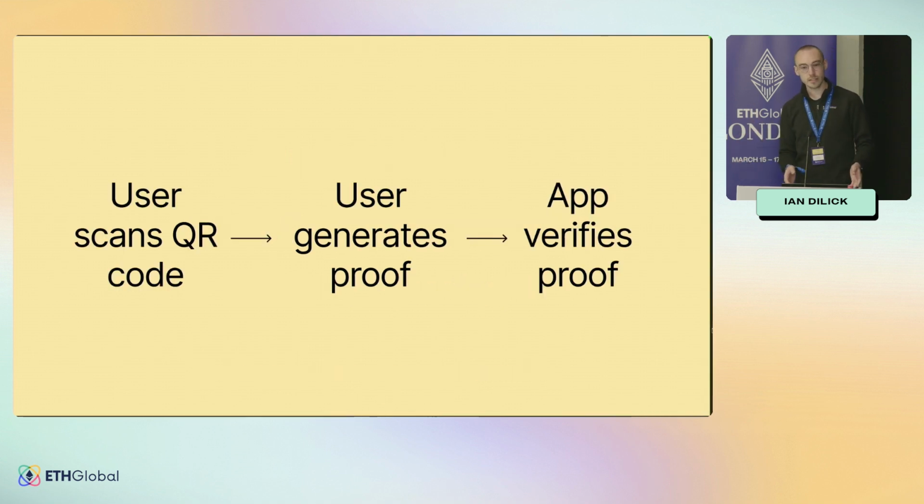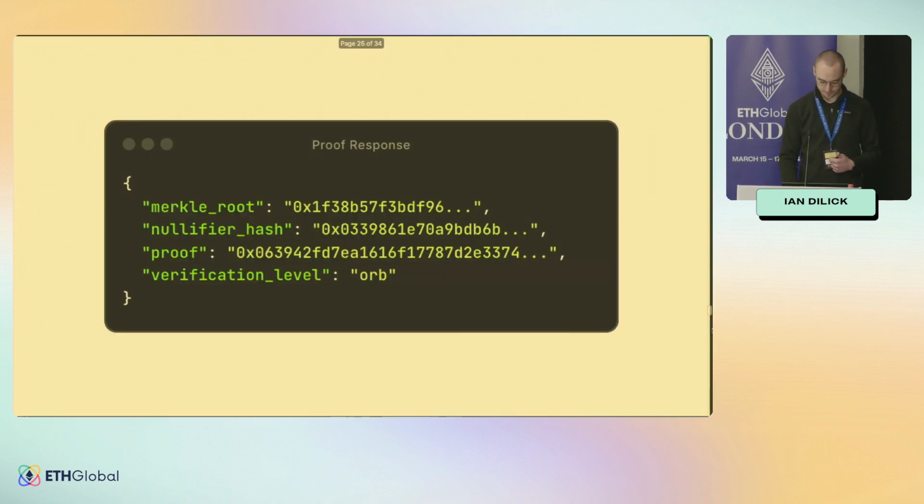When using World ID, you'll use IDKit, our front-end widget, which will display a QR code the user scans that includes information about which application and action that user is verifying for. On the mobile device, a zero-knowledge proof will be generated and then returned to your app, and your app then verifies that proof either with our developer portal API for off-chain use cases or with our smart contracts on-chain. And this is what that proof looks like.